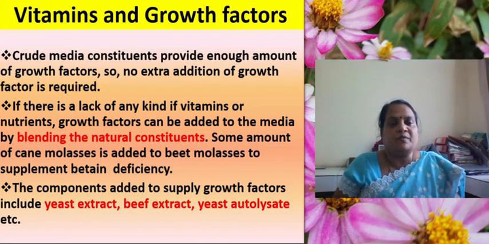But sometimes some of the crude components also have deficiency for one or more growth factors. For example, beet molasses, if you select as a raw material, then beet molasses is deficient in betaine. That means beet molasses does not contain betaine, and betaine is required for growth of organism. And what should be done then? You have to add pure betaine, or you can add some quantity of cane molasses into the beet molasses. Cane molasses contains betaine, so it will supplement the betaine requirement. The components added to supply the growth factors include yeast extract, beef extract, yeast autolysate, etc. These are growth stimulatory components because they contain growth factors. Which are these components? Yeast extract, beef extract, yeast autolysate, etc.